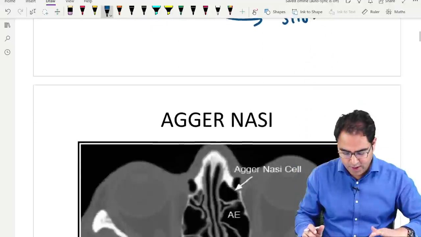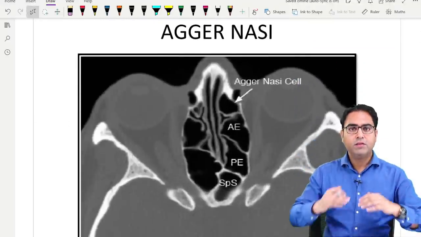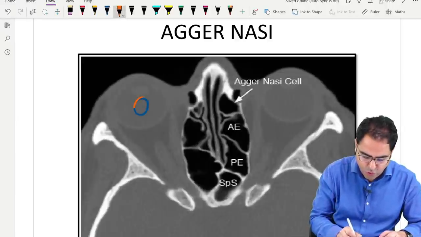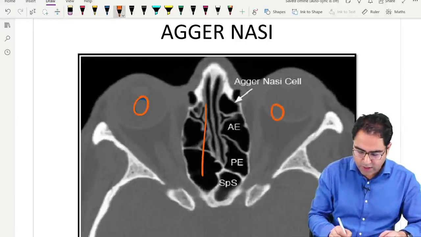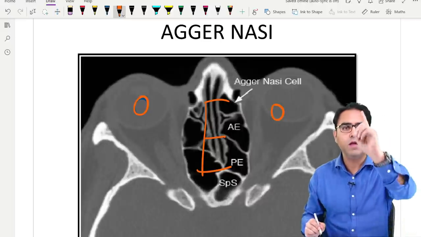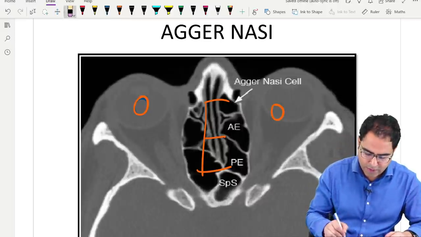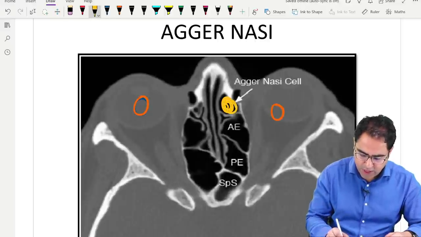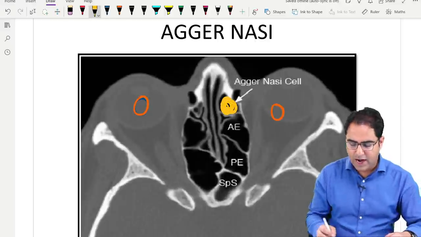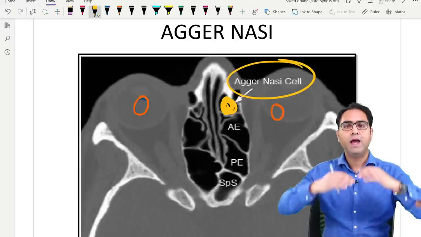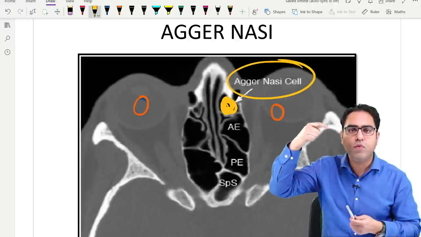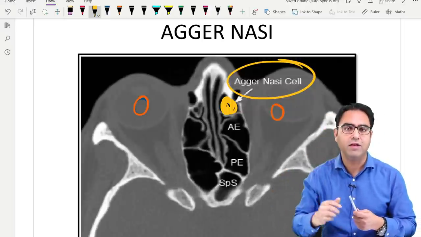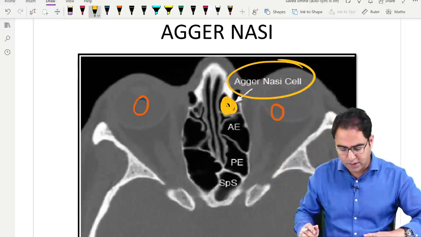Okay, fine. Now, agger nasi over here, beta. This is an axial section. Everybody, what is this O? O for orbit. What is this E? Ethmoid bone is a single bone between two orbits, beta. Am I clear, beta? Fine. Can you see this one cell, which is the most anterior cell, beta? That cell is called agger nasi, beta. In the axial section, if they indicate one cell which is the most anterior cell, mark it as agger nasi cell. So these two cells are constant, beta.